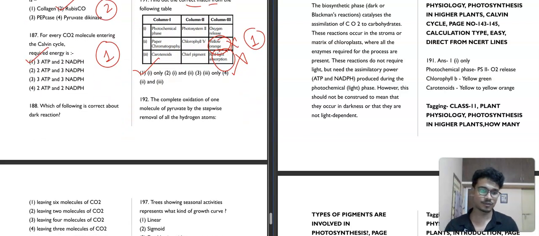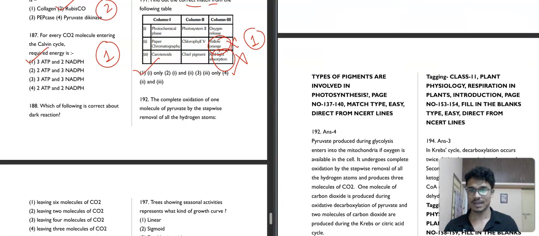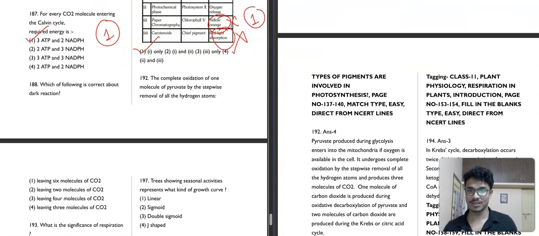Question number 192. It is saying that the complete oxidation of one molecule of pyruvate by stepwise removal of all the hydrogen atoms, leaving 6 molecules of CO2, 2 molecules of CO2, 4 molecules of CO2, or 3 molecules of CO2. So you will also understand this question: pyruvate produced during glycolysis enters into mitochondria if oxygen is available in the cell. Only if oxygen is available in the cell does the pyruvate enter into mitochondria. Otherwise, it goes into lactic acid fermentation.